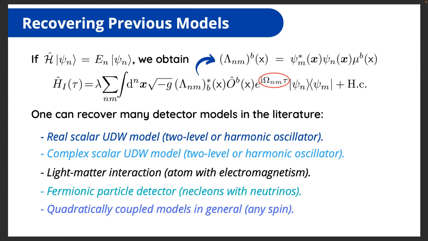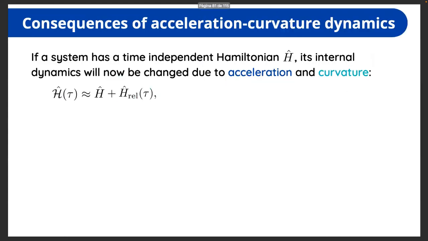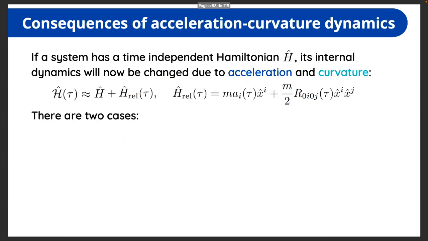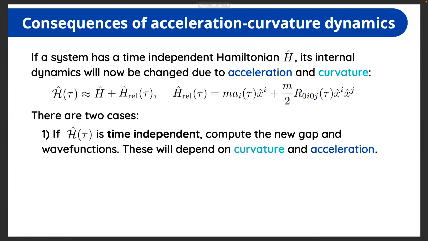Okay, cool. So the last thing that I want to say is about what are the consequences of these relativistic corrections from the Hamiltonian that we found, that the wave function has. There are two cases. One case is the case in which this h of tau is time independent, so there's no extra time dependence coming from the h-rel, and you can just diagonalize the initial Hamiltonian of your detector. If you can do this, then you just compute the new energy gap and the new wave functions. These will depend on curvature and acceleration. Just define your particle detector model in curved spacetimes. Just probe your quantum field.